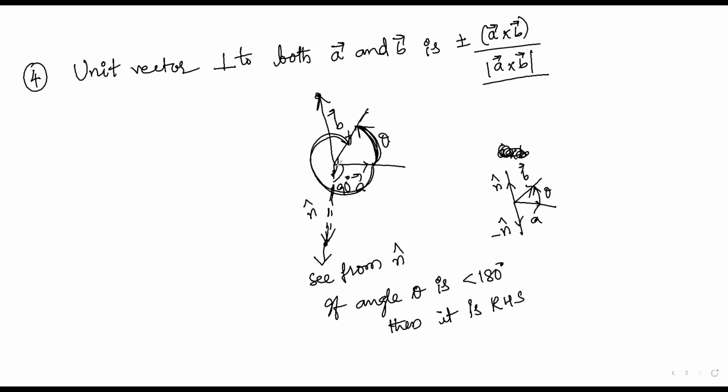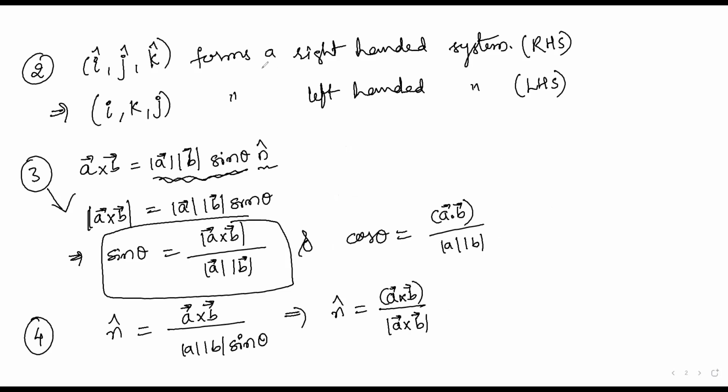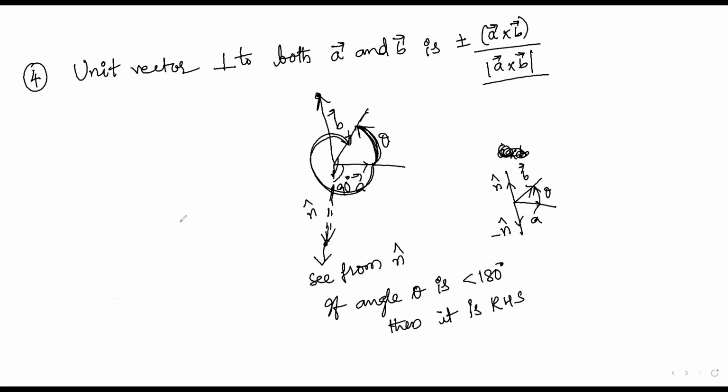But one thing I told you, you need to understand this: I, J, K form a right-handed system. If you change its order, J, K, I also forms a right-handed system, and K, I, J also forms a right-handed system. If the order changes, then it becomes a left-handed system. That much you should understand.